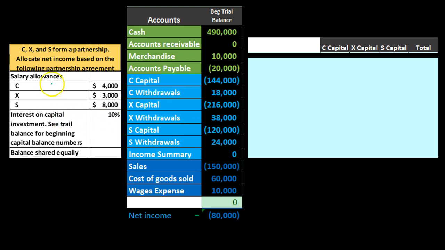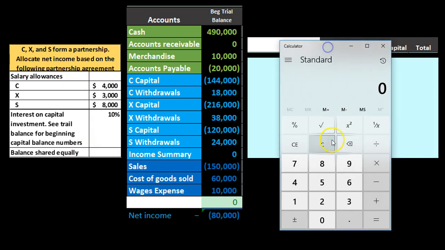So here what we're going to do is we're going to have a salary allocation, and then we're going to have the investment at 10% of the capital investment. And then we're going to allocate the rest evenly. So remember that the easiest way that we can allocate this 80,000 is we could say 80,000 divided by 3 and allocate a third to each partner.